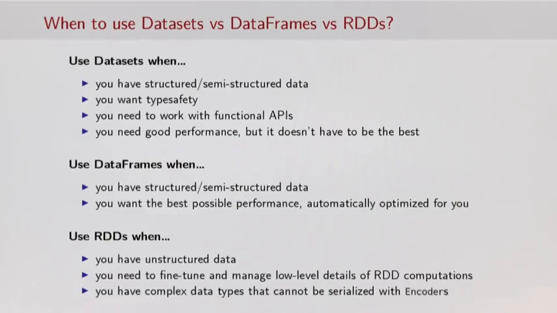So it's up to you to decide which one you prefer based on the data that you have and the sort of computation that you want to do. Perhaps it's easier to do it with functional APIs and types, or maybe it's better to do it totally with relational operations. It really depends on the problem that you're trying to solve. But this is a good set of criteria to help you make that decision.